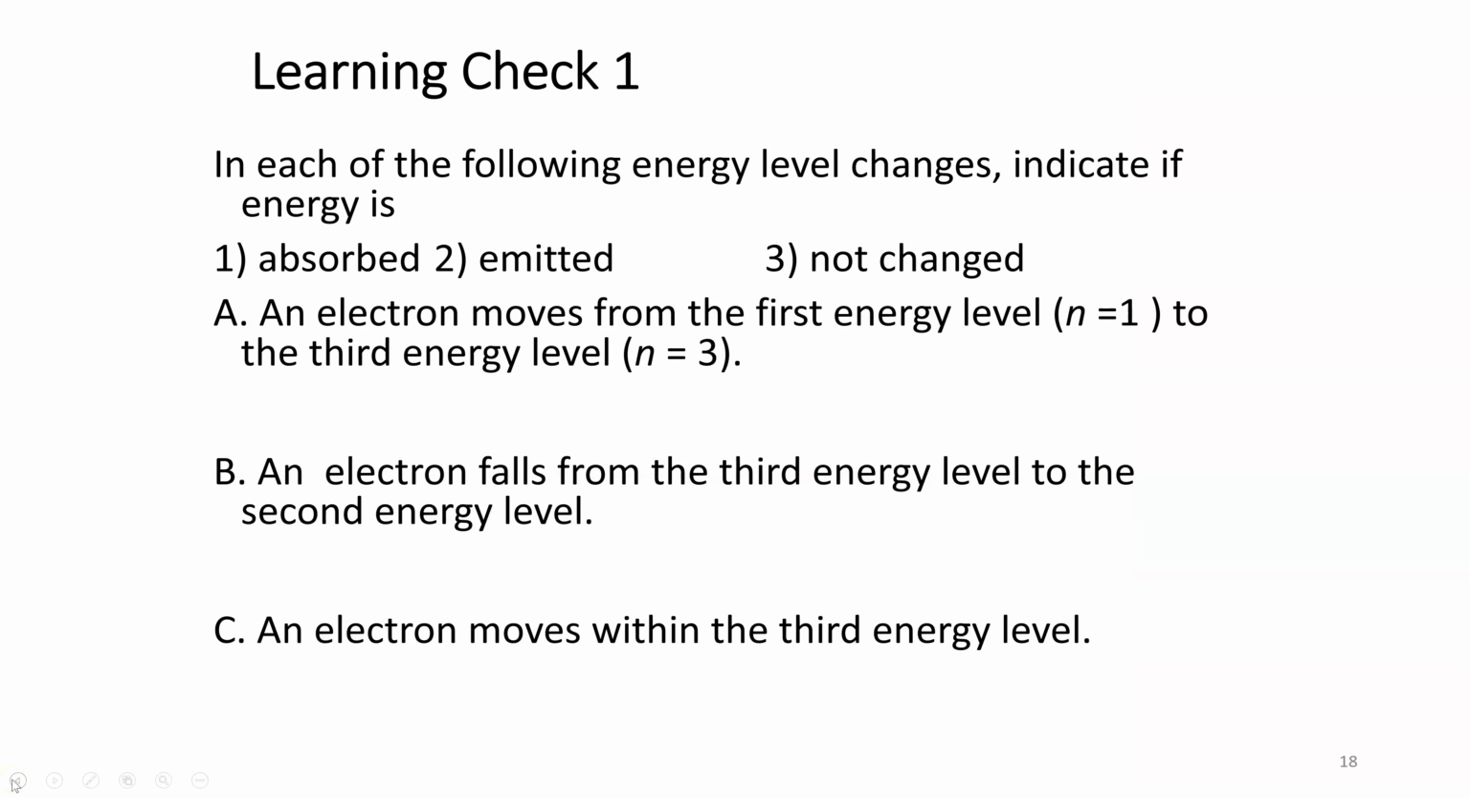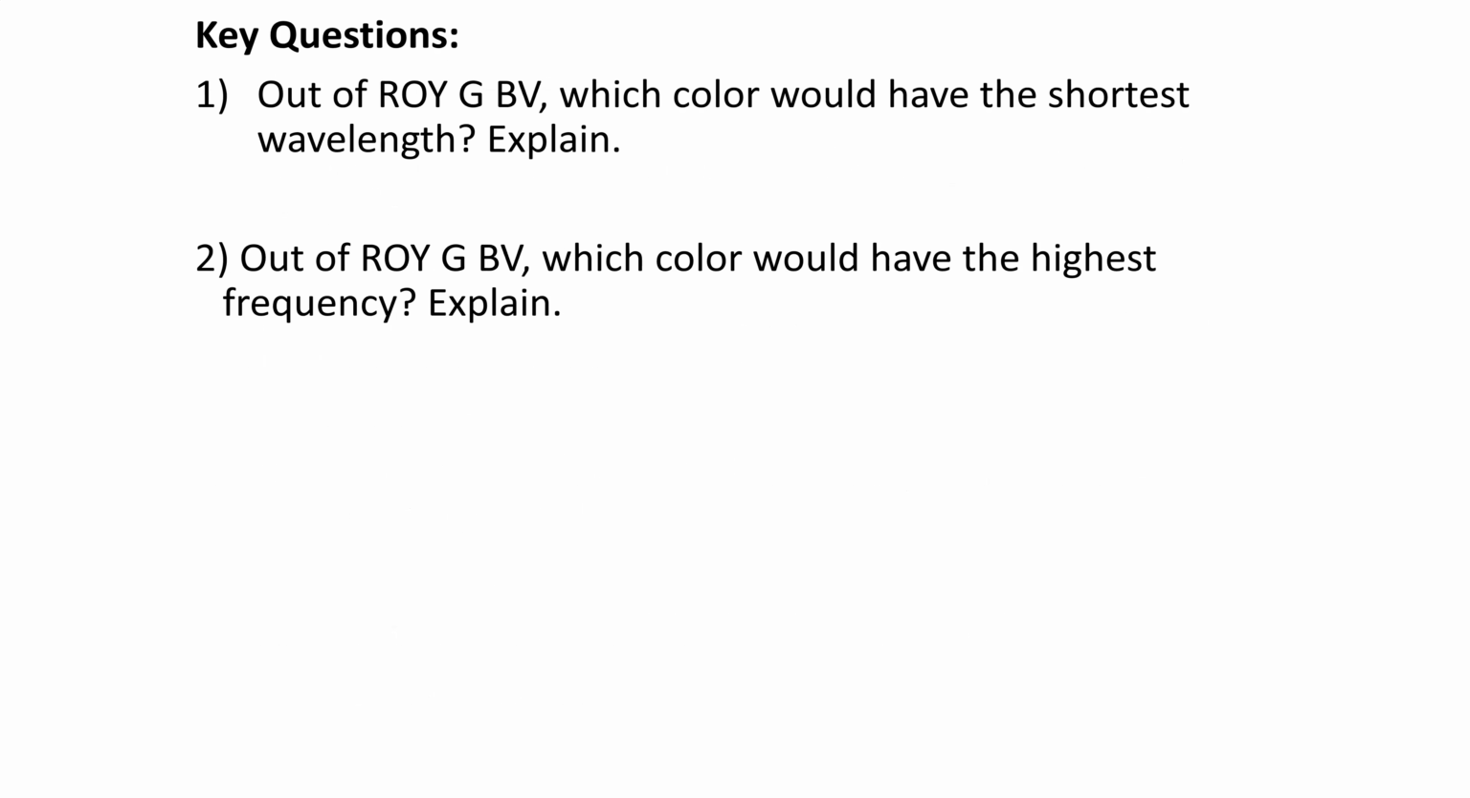All right, so let's try some questions. In each of the following energy level changes, indicate if the energy is absorbed, emitted, or not changed. Electron moves from the first shell to the third shell. It's going up. Anytime you're going up, you're absorbing energy. Anytime you're coming down, you're producing or releasing energy. Electron falls from the third to the second shell, it's coming down, so that's going to be emitted. Electron moves within the third energy level. Within is nothing, right? It's negligible. There's no change in energy.